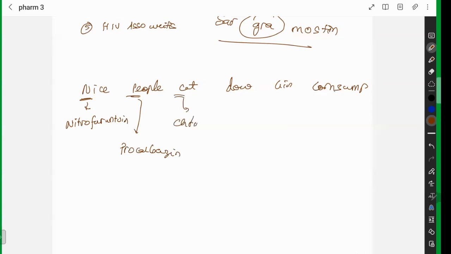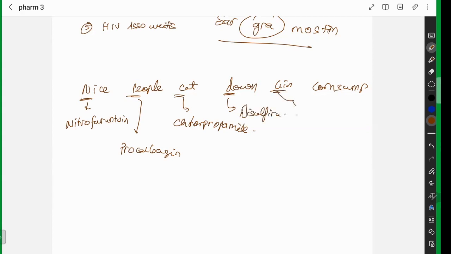Chlorpropamide. Okay, what is chlorpropamide? Can someone tell me in the chat box what chlorpropamide is? This we have discussed in endocrinology. Can you tell me what chlorpropamide is? Someone guess. Guess, guys.